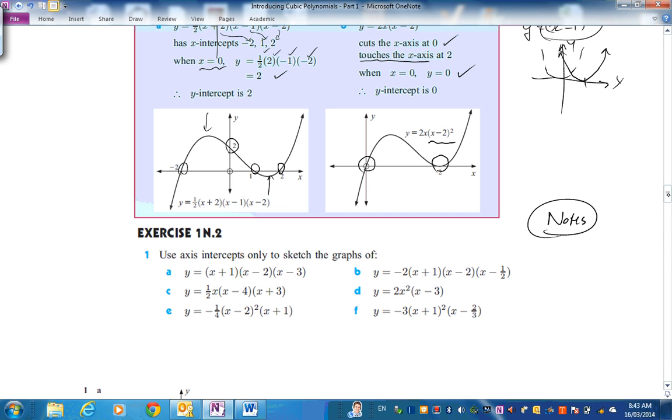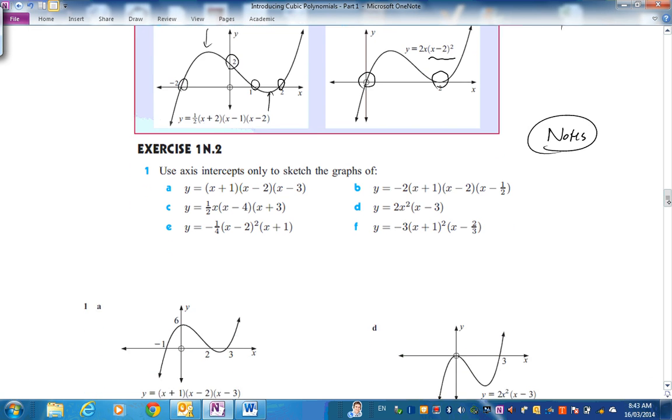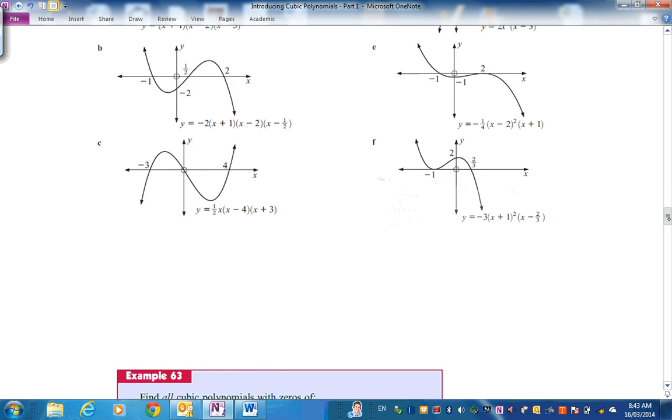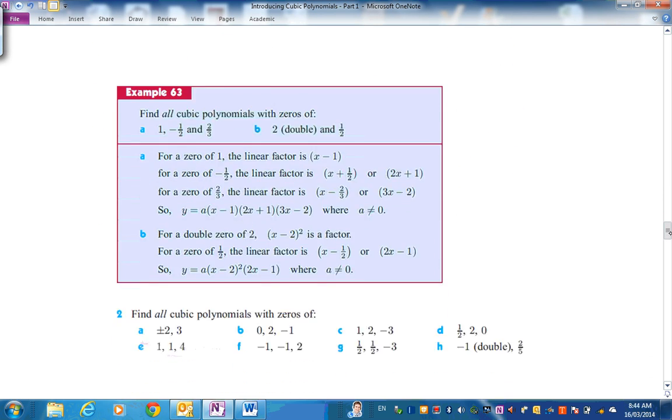I'm going to show you the answers now. Here's some answers for you. Okay, did you get those right? Okay, the idea is to try and do it just on the axes intercepts. You could sub in some more points, but the idea is to try and base it on that. Okay, let's move on then and have a look.